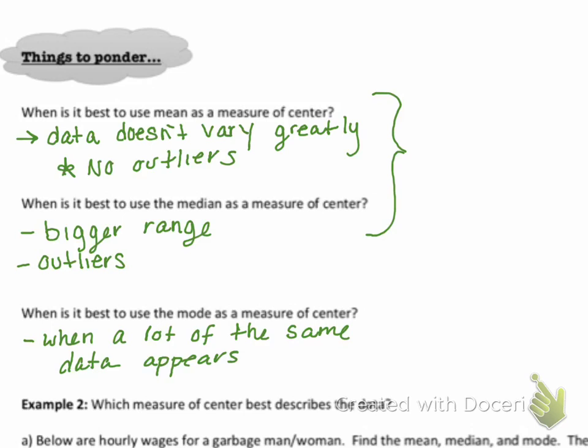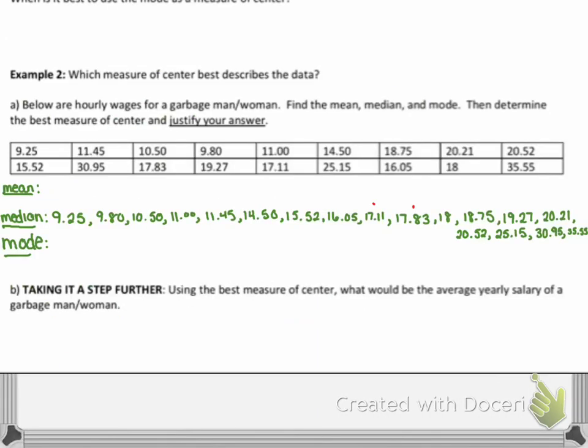So now that we know when it's best to use each measure of center, let's look at one more example that we have below. So it says, below are hourly wages for a garbage man or woman. Find the mean, median, and mode, then determine the best measure of center and justify your answer. So what I went ahead and did is I've got my mean, my median already listed from least to greatest just to save some time, and then our mode. So again, your mean, we're just going to add up all the numbers. So if you want to pause the video at this moment and try it on your own and see if you get the same answer as me, I think that would be great.